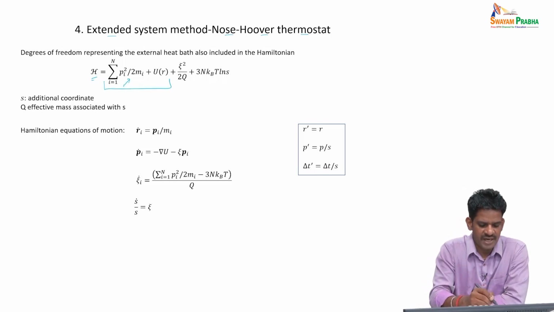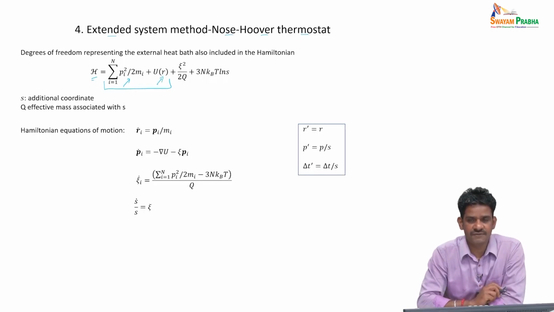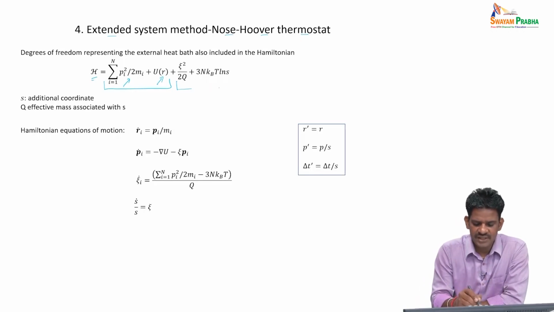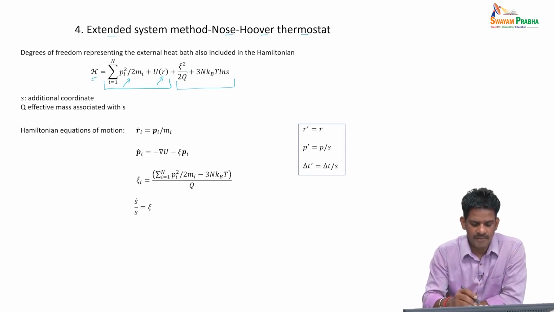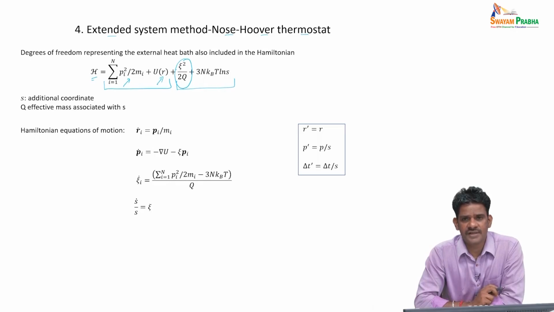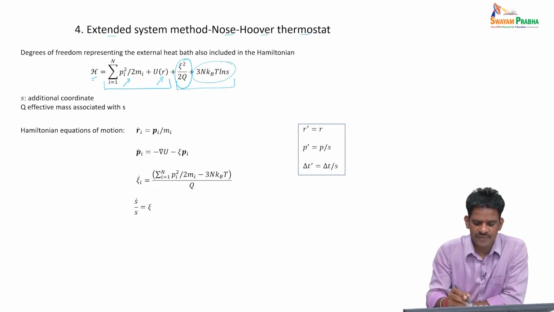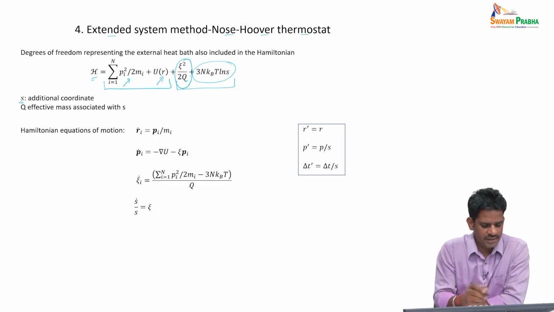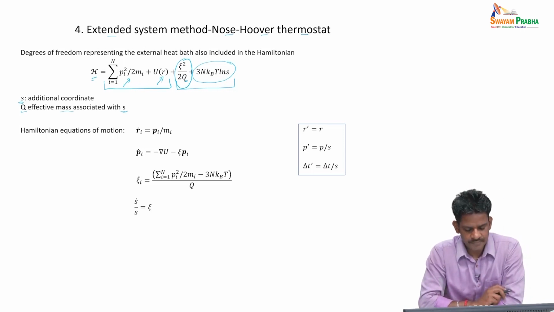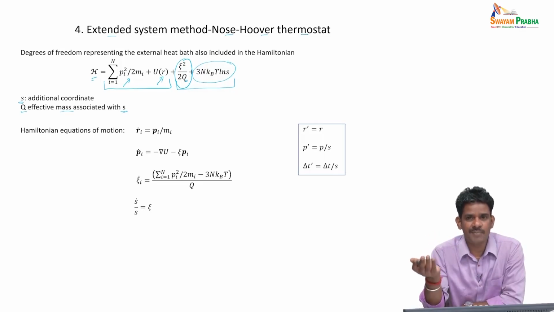You can see this term corresponds to the kinetic energy of the system, and this corresponds to the potential energy of the system. Apart from that, we also write two additional terms to account for the heat bath. For this we define an additional kinetic energy type and an additional potential energy type of term by introducing an additional coordinate known as S, and this Q here is called the effective mass associated with this additional coordinate S. So what we have done here is change the Hamiltonian of the system itself by having an additional degree of freedom and an additional effective mass.